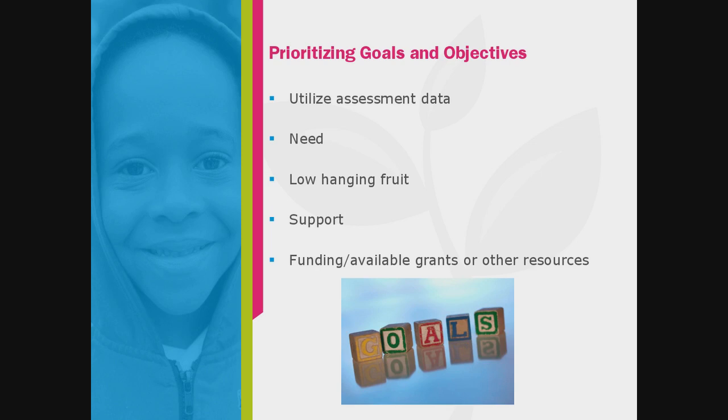You might want to look at, okay, do we have the support for this objective? Do we have staff and supporters within the school that support a 100% tobacco-free policy, or do we need to spend some time building that support? And then the last thing you might want to think about is, do we have the funds and resources available to achieve this objective, or do we need to figure out funding first and make that a key part before we're actually able to achieve it?